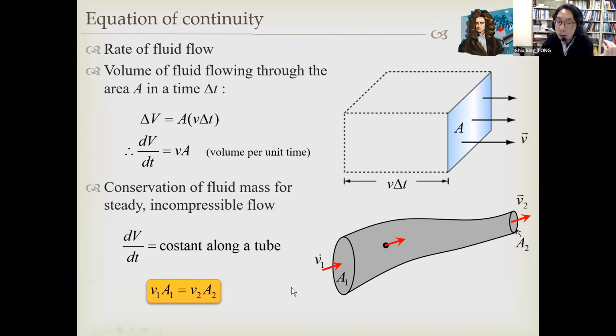So that means the volume of liquid flowing into the tube on this side must be equal to the volume of liquid flowing out of the other side in the same period of time, right? And that means dV/dt is constant along the tube. And so if I express dV/dt with VA, then V1 multiplied by A1 on this side must be equal to V2 multiplied by A2 on the other side. So this quantity VA will be equal. It will be a conserved quantity along the flow.